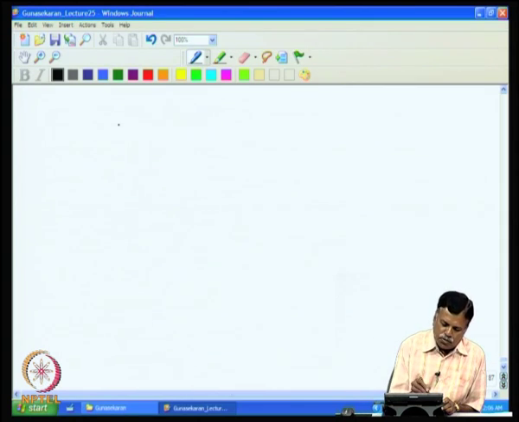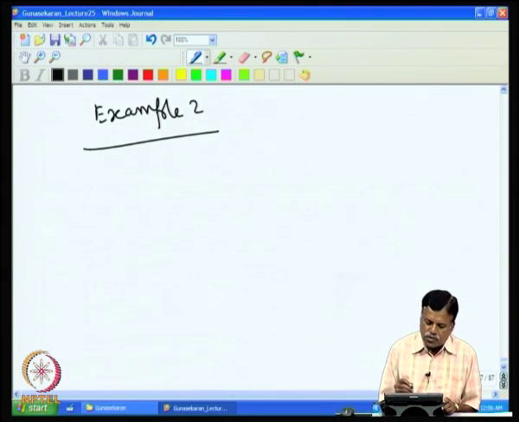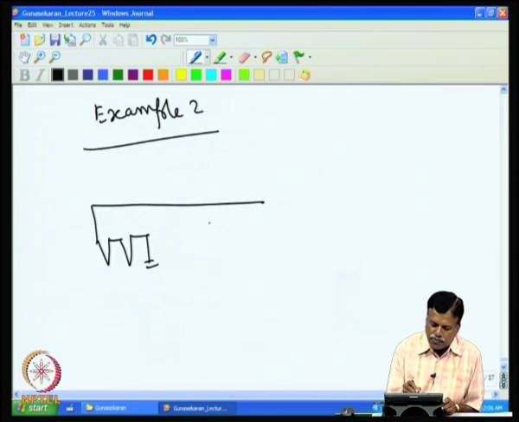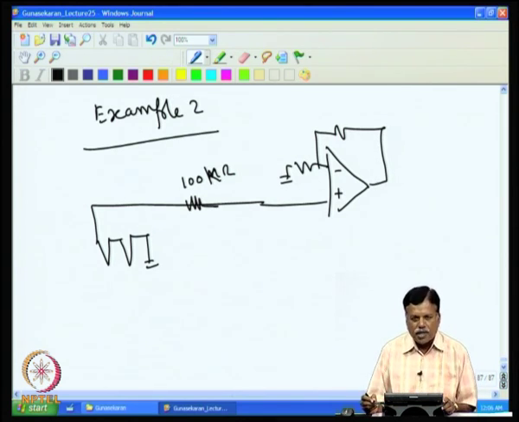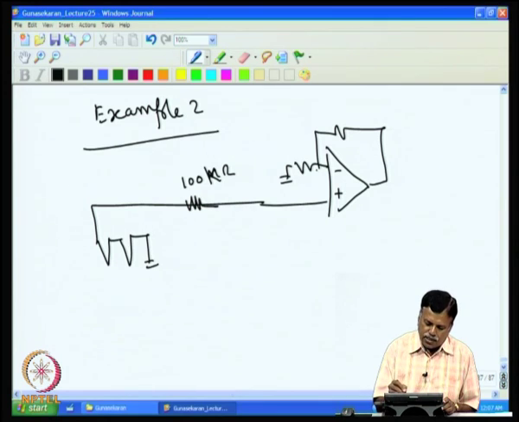For example, we will take one more example to illustrate this. Example 2. In this case, we have a source, for example a thermocouple voltage. To protect the thermocouple from short circuit and so on, and from high voltage coming in, we added, say, a 100 kilo ohm resistance, and then I connect this to the operational amplifier. I have some gain here, say a gain of 25 set, and I use some general purpose op amp and try to find out what is the error due to this.